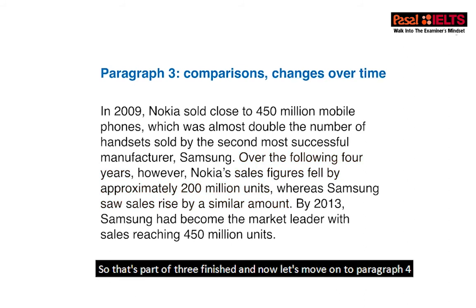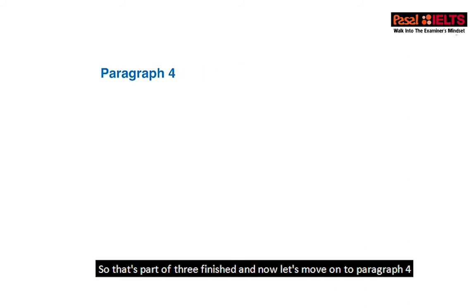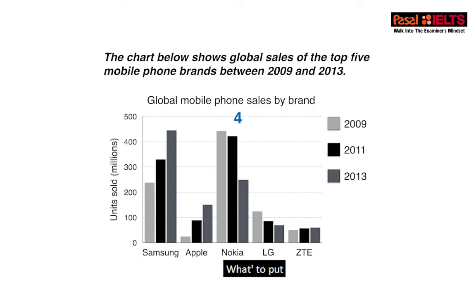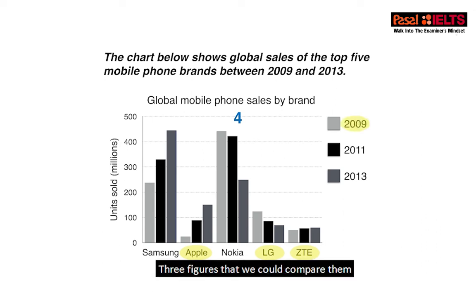So that's paragraph 3 finished, and now let's move on to paragraph 4. We need to look at the chart again and decide for paragraph 4 what to put. We have to, of course, group together the 3 other providers of mobile phones, Apple, LG and ZTE. Let's start with 2009. You can see the 3 figures there.